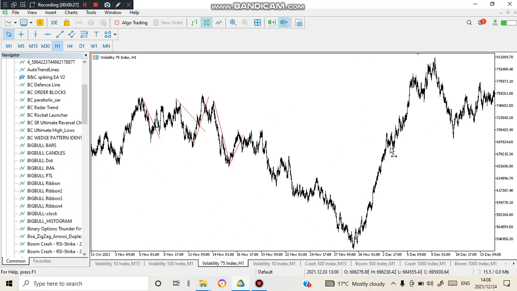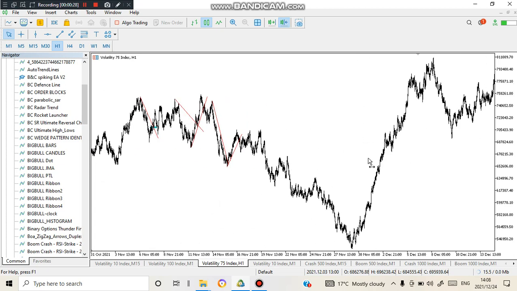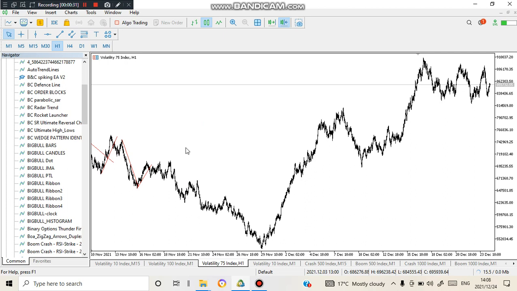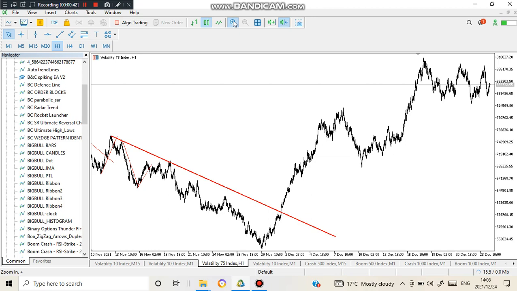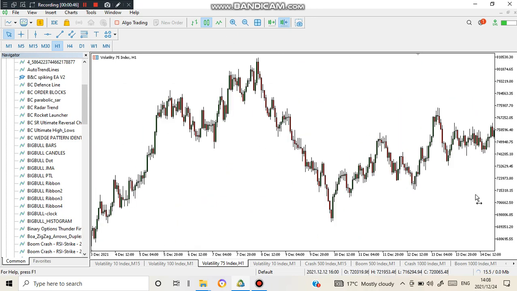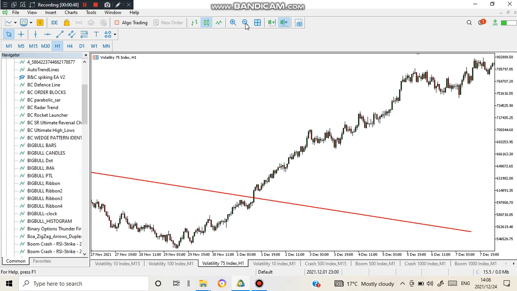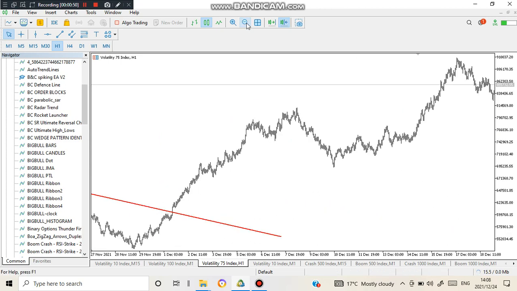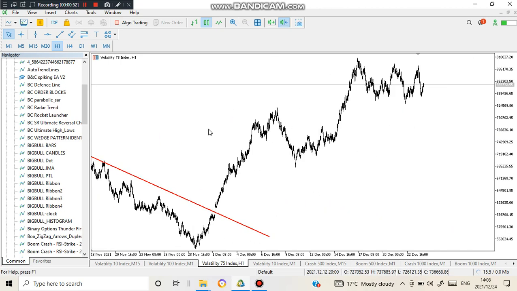By the look of things, we can actually see that volatility 75 has been moving in an uptrend for the past few days, let's say past few weeks. Now if you had caught this trade over here, you would probably have made a lot of money, because volatility 75 is very volatile. But the thing is, what most people don't understand is that everything that goes up must come down.